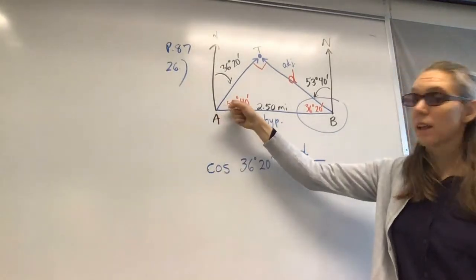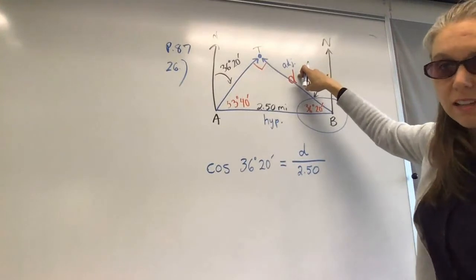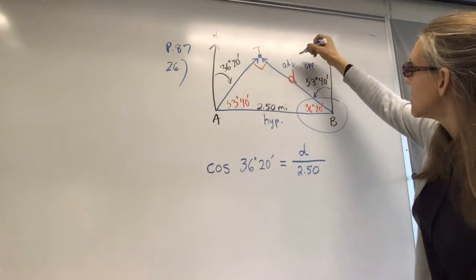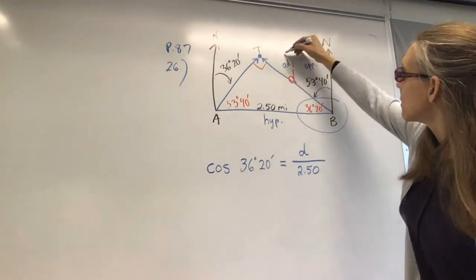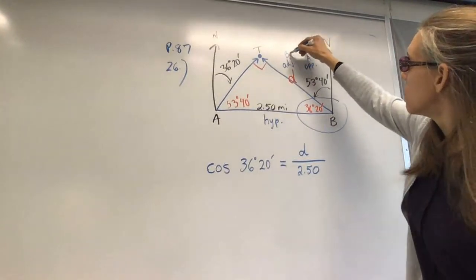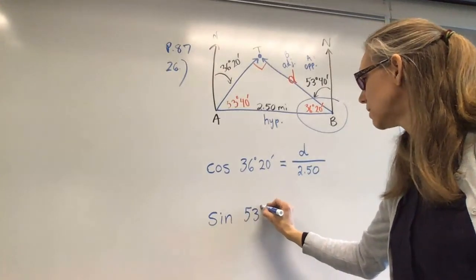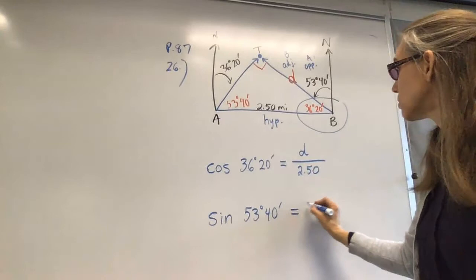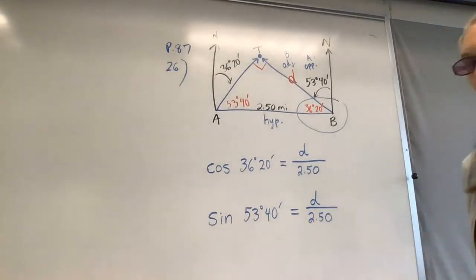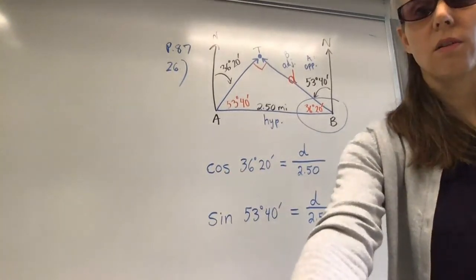Alternatively, you could have started at this angle over here. And in that case, D is not adjacent, but opposite. So D is adjacent to the point if you're going from point B, but it's opposite if you're going from point A. So in that case, we would have the sine of 53 degrees 40 minutes equal to the opposite over the hypotenuse. We should not be surprised that both of these equal D over 2.50, right?